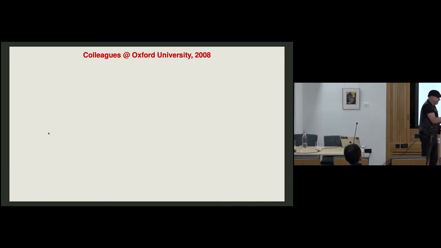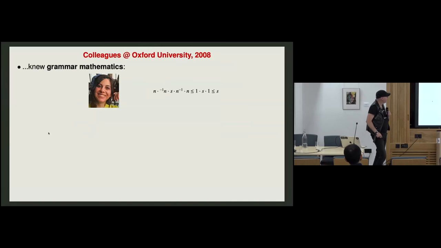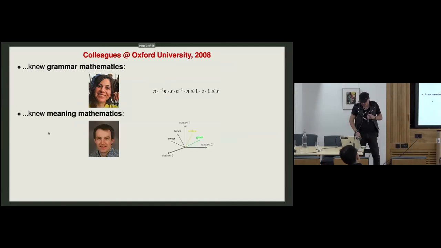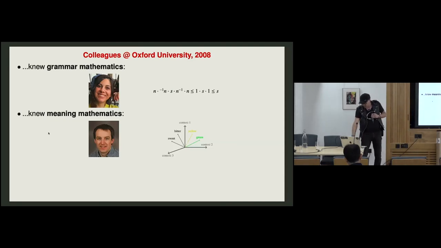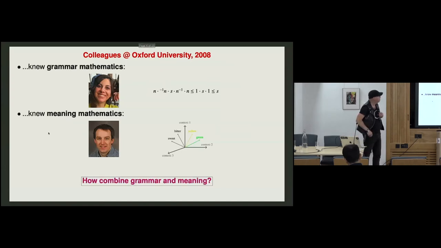Okay, so there were colleagues in 2008 at Oxford University. One is in the room. One knew about the grammar of grammar mathematics, you could call it. Steve was also there in Oxford. Steve is now the head of AI at Continuum. And he knew about vector representations of meaning, which is now everywhere around us. At the time, it was more of an academic thing. And then the natural question came about how to combine these two, how to combine grammar and meaning.